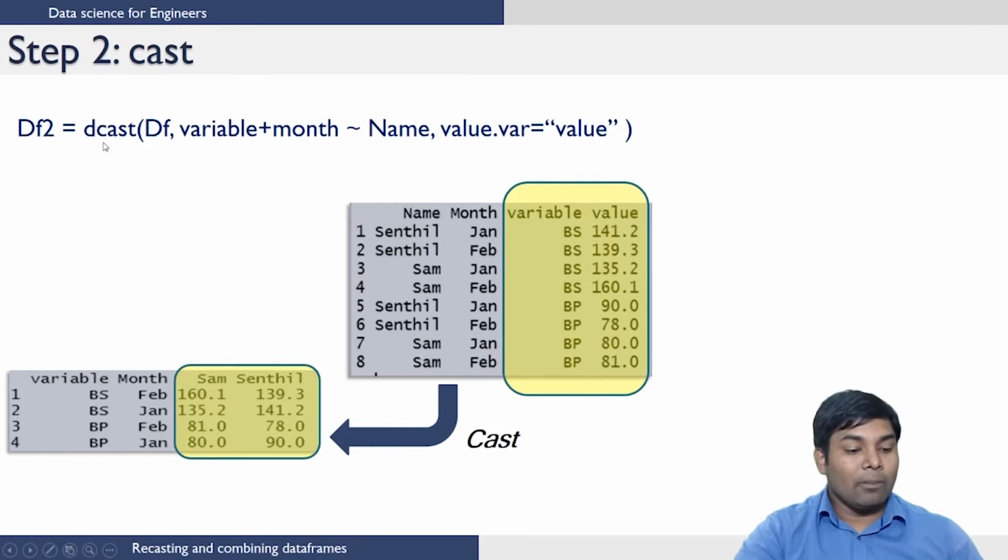So you have this melted data frame. When you apply the dcast function, you pass in this data frame and you say variable and month are the ones which you want to keep constant, that is the left side of the formula, and to the right of the formula you have name. So in this name column we have 2 categories, Sam and Sendil, and those will be created as 2 new columns, and the values for those columns have to be taken from the value column of the melted data frame. That is how the cast command works.